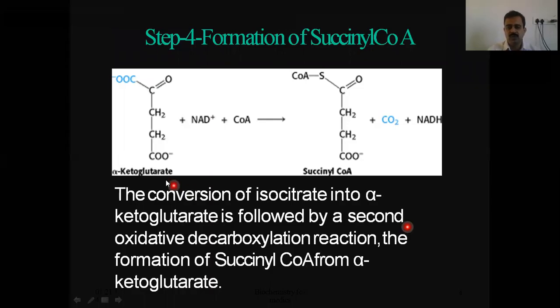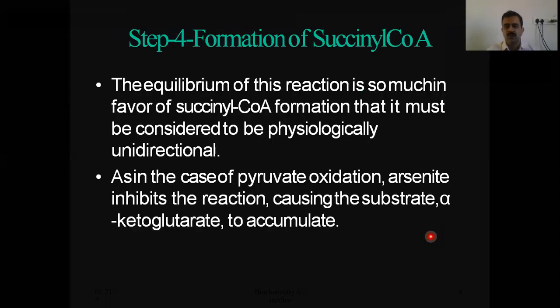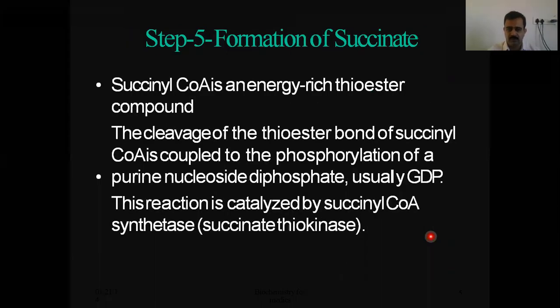See here, alpha KG with the help of NAD and coenzyme A has been converted to succinyl coenzyme A. This is an oxidative decarboxylation type of reaction. The equilibrium of the reaction is much in favor of succinyl coenzyme A formation, so it must be considered physiologically unidirectional. As in the case of pyruvate oxidation, arsenite inhibits the reaction, causing the substrate alpha KG to accumulate.